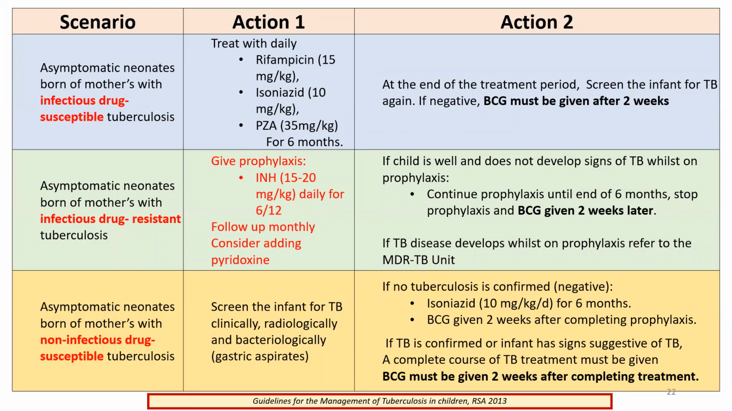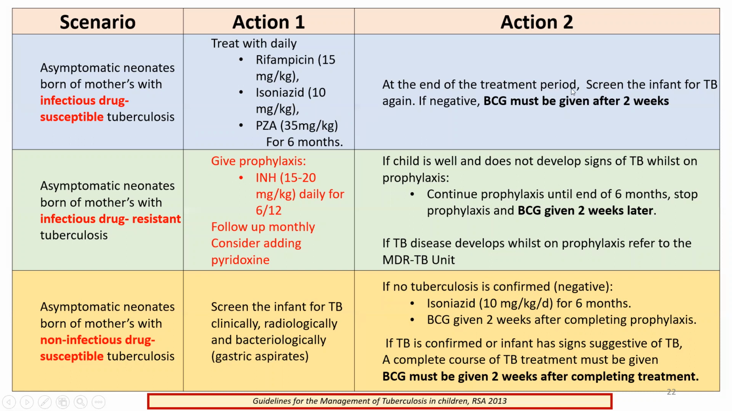Now, this is how you manage a baby post-delivery of a mother with TB. There are three scenarios that you are going to be looking at. The first scenario is an asymptomatic neonate born to a mother with infectious drug-susceptible TB. This is susceptible TB where the mother is on the normal, commonly used rifampicin treatment. So what do you do with that baby? You are going to treat the baby with TB treatment: rifampicin, isoniazid, and pyrazinamide. You're going to give them the three drugs for a period of 6 months.